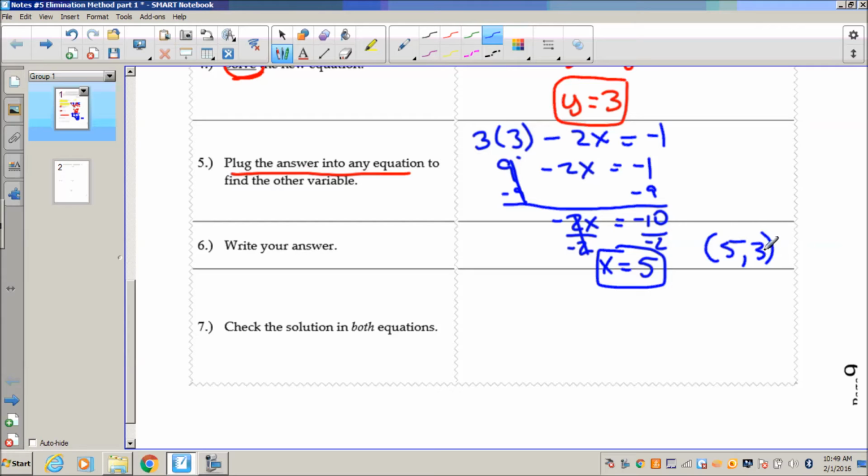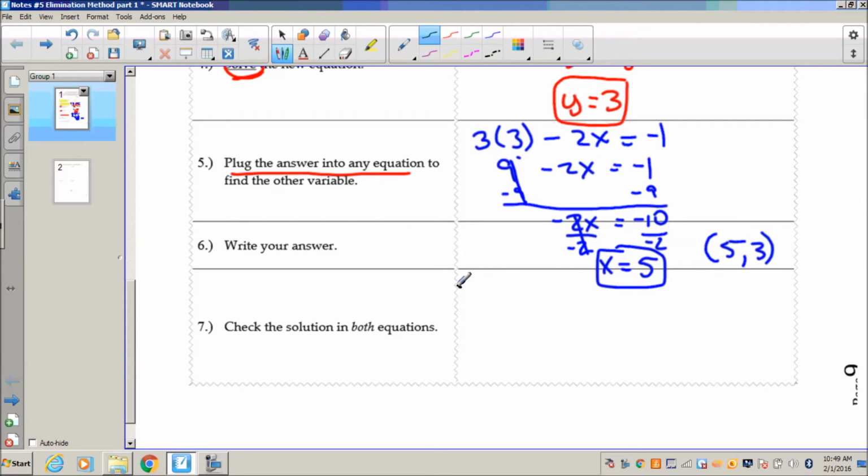So this method is different because what we do is we add the equations together to eliminate one of the variables, but the rest of it is exactly the same. You solve for one of the variables, then you substitute in to get the other one. The check is also done in exactly the same way as we've done all the other checks.